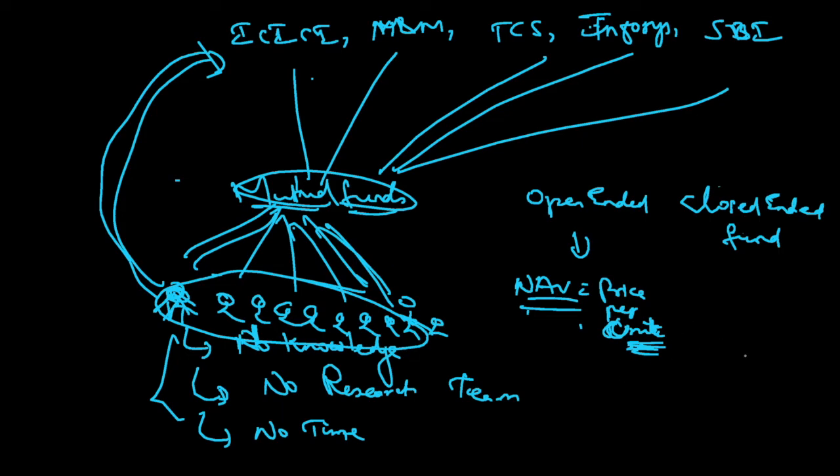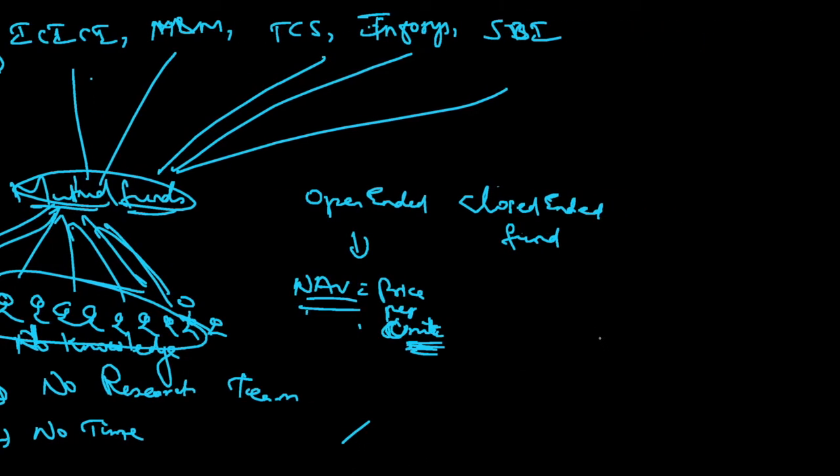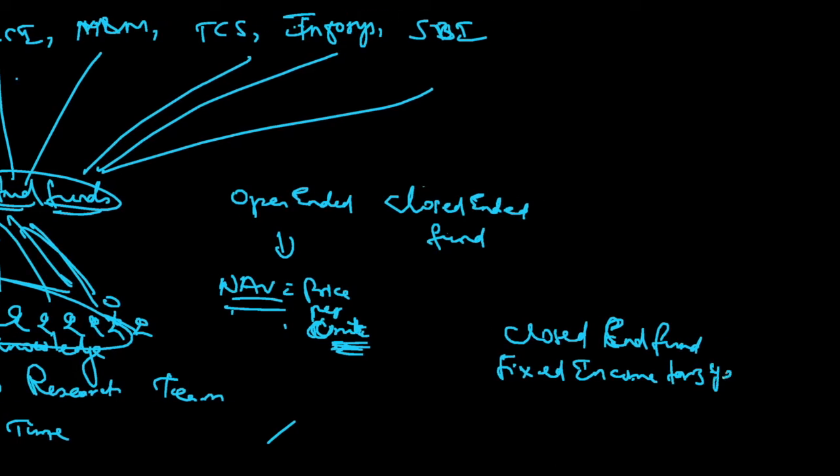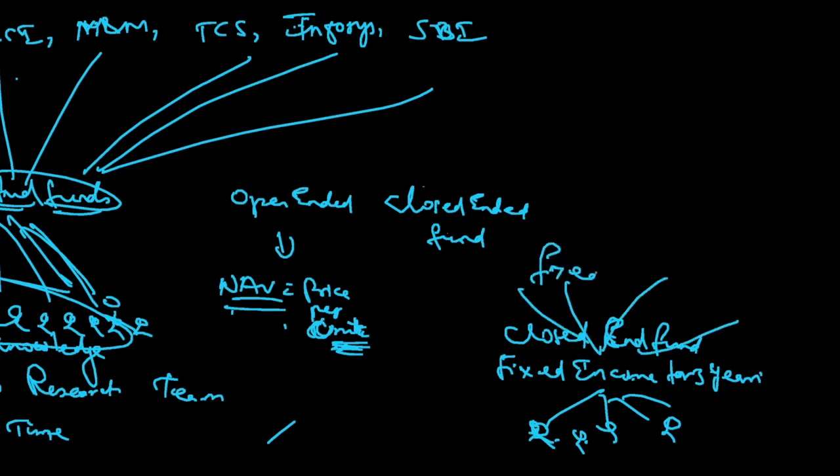Whereas for a closed-ended fund, let's say this is a closed-ended fund. This fund will have an objective. Something like a fixed income fund for 3 years maturity. What happens is, these kinds of funds will pool money from the investors, and that will be invested into some fixed income securities, and then it will get locked for 3 years.